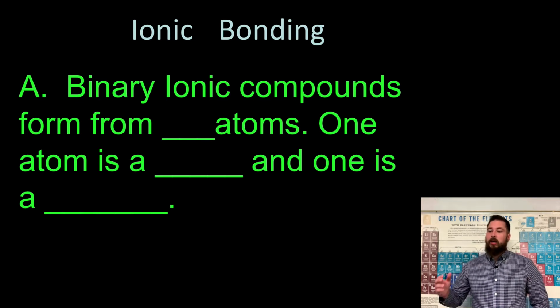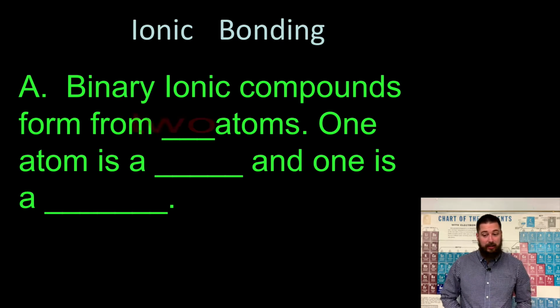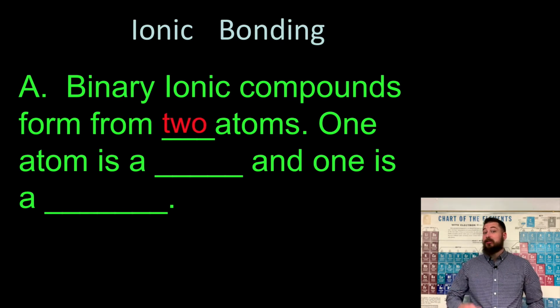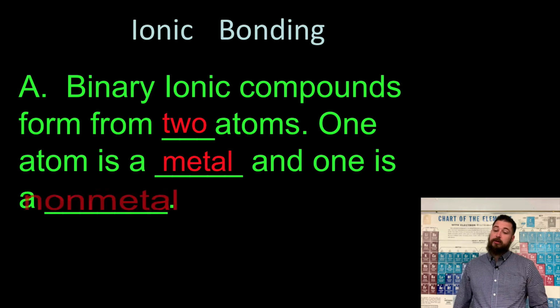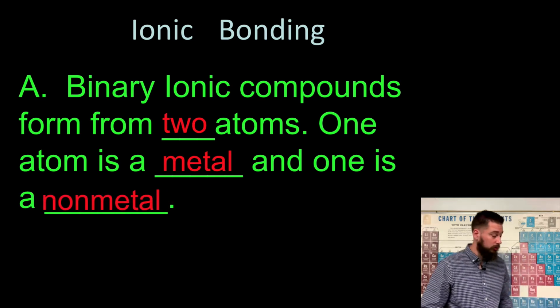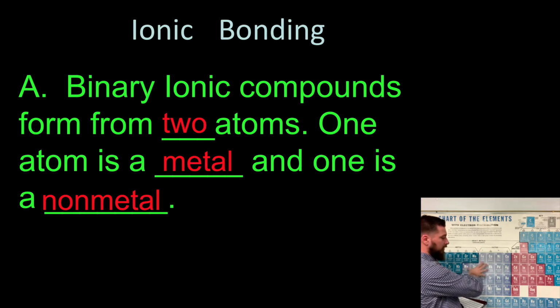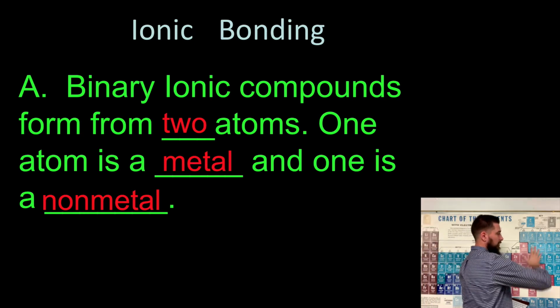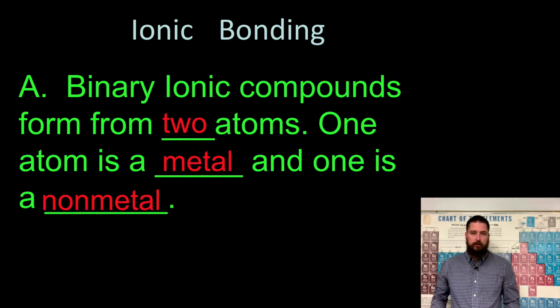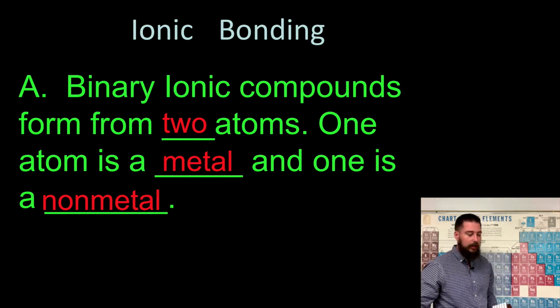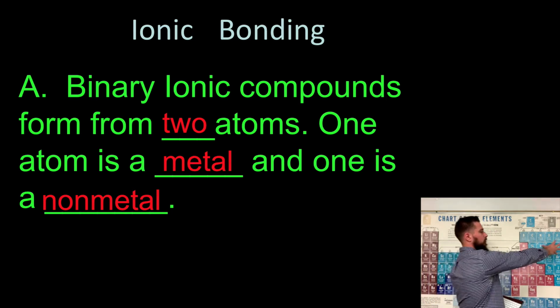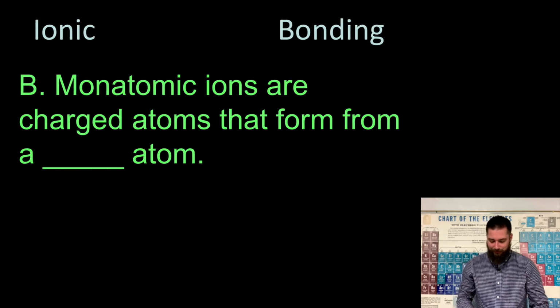So let's go ahead and talk about binary ionic compounds. Well, binary means two, and so binary ionic compounds come from two atoms. One atom is going to be a metal and one is a non-metal. And for those of you who need a little bit of reminder, here's the staircase. This is a metal. These are metals. These are non-metals. And so a metal and a non-metal will make an ionic compound. So one of these and one of these, ionic compound.